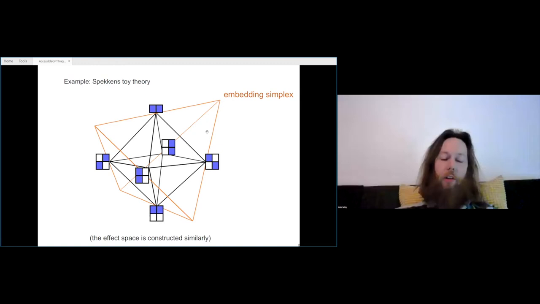hypercube. Are the same as the probabilities you get.